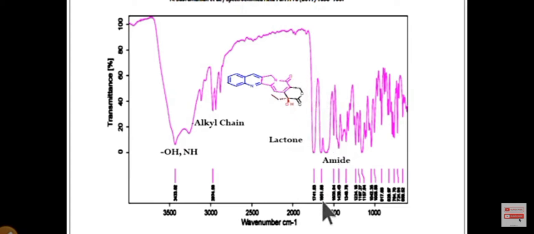Then another signal at 1660 accounts for the presence of an amide group in camptothecin. So from FTIR there are 4 things we can conclude: there might be OH or NH, an alkyl chain, a lactone ring system, and then an amide functional group. So from FTIR we conclude these things.